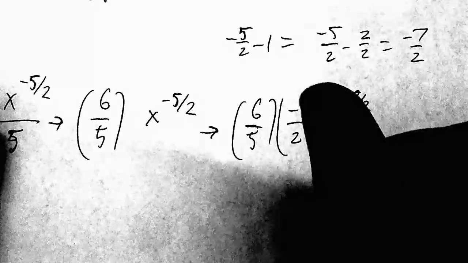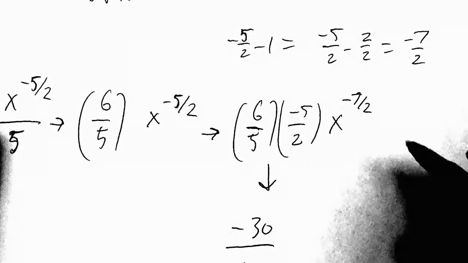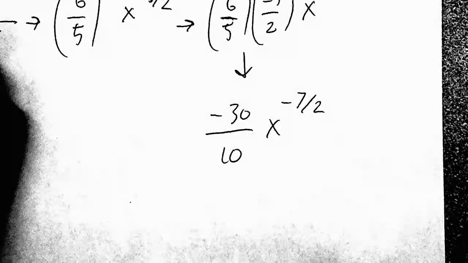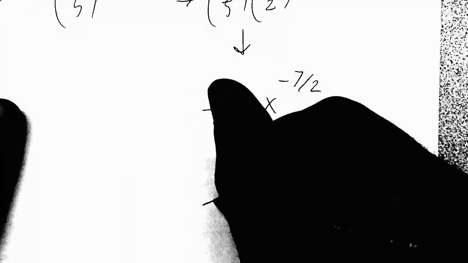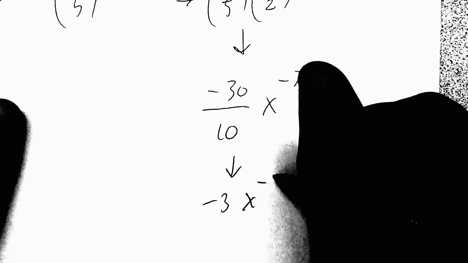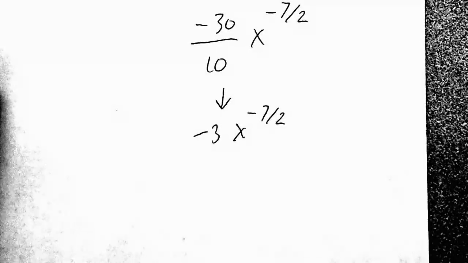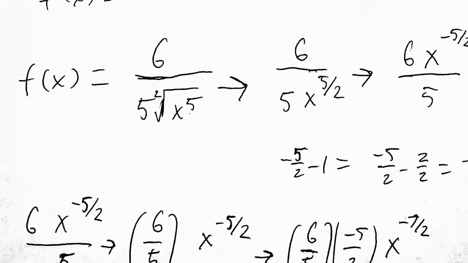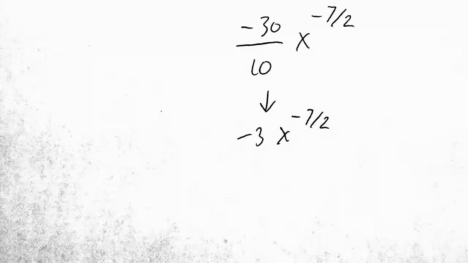Okay, now let's combine terms. So 6 times negative 5 is negative 30. 5 times 2 is 10 times x to the power of negative 7 over 2. Okay, negative 30 divided by 10 is negative 3 times x to the power of negative 7 over 2. Okay, now in Delta, this answer right here is acceptable. So again, if you didn't follow any of that, just follow my steps backwards. This would be acceptable to me, but on Delta, it wants more than this.